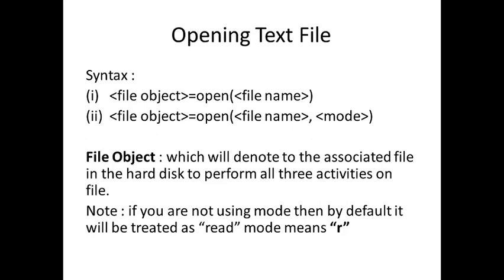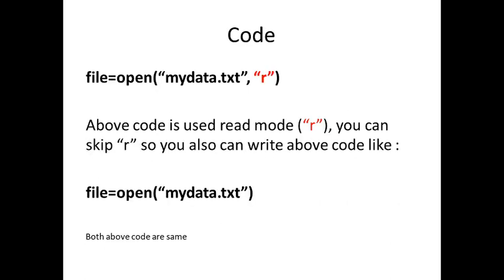So if we want to save data from our computer RAM to the hard disk file, the data is being traveled through the pipe, that is the file object. So that is file handling.